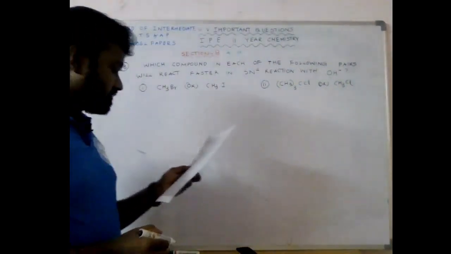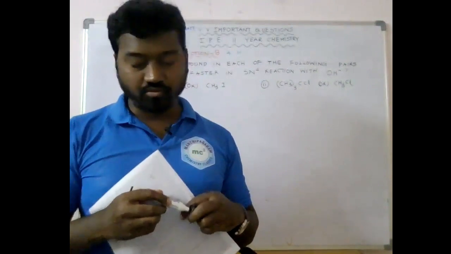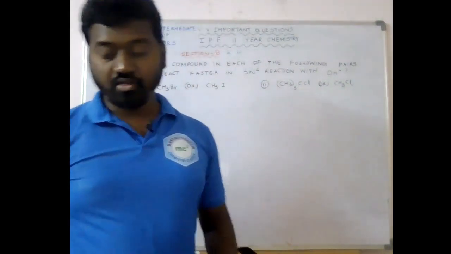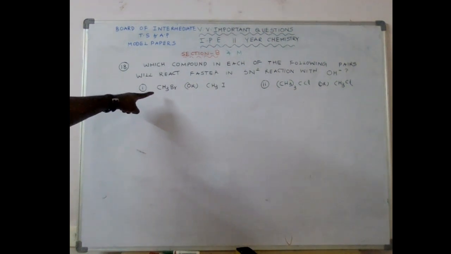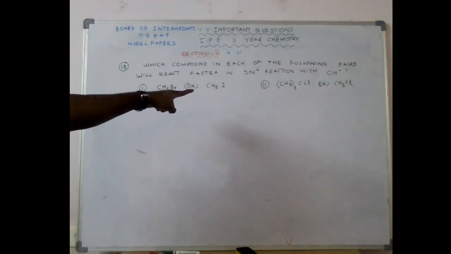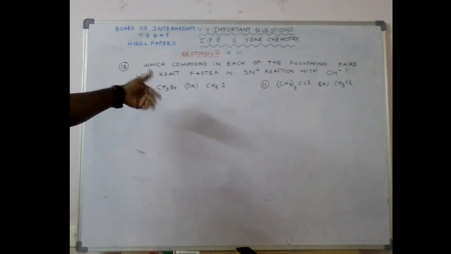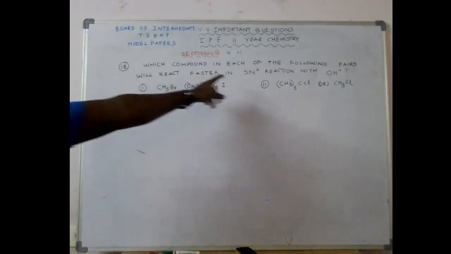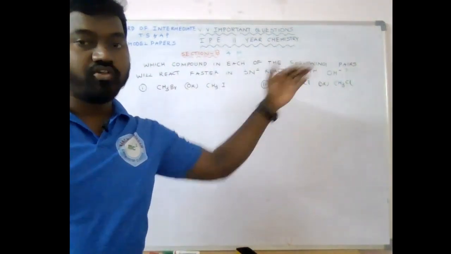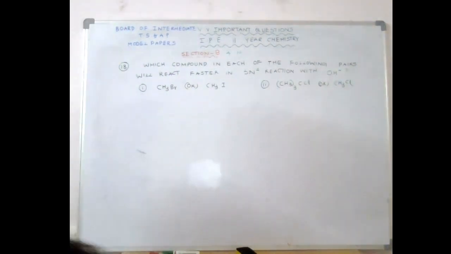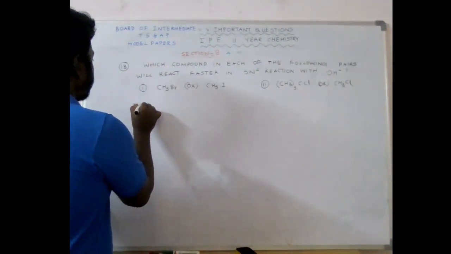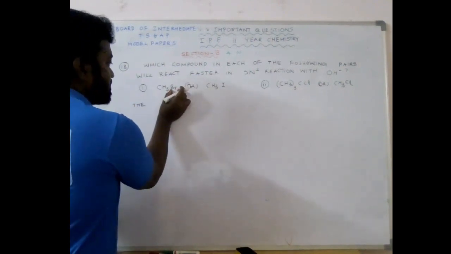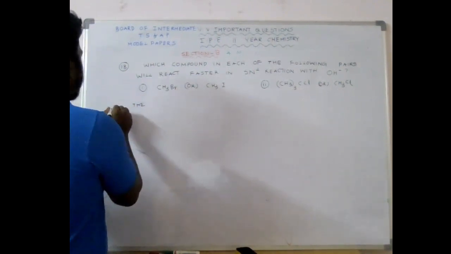So which compound in each of the following pairs will react faster in SN2? If you know the properties of SN2 reaction, you can answer this easily. In the first question, observe that, try to understand. In both of them, CH3Br is there, CH3I is there. In that, which one is reacting faster in SN2 reaction? That is the question. Here also two are there. In these two, which one reacts faster in SN2? Okay. So for the first one, the difference is what? Halogen. Bromine here, iodine here. So we can answer like this.